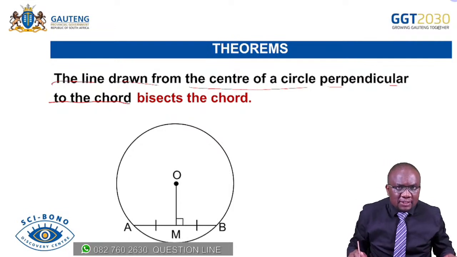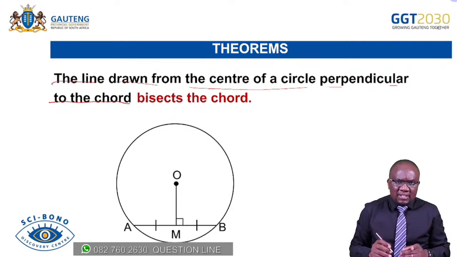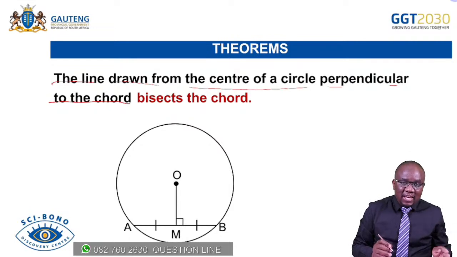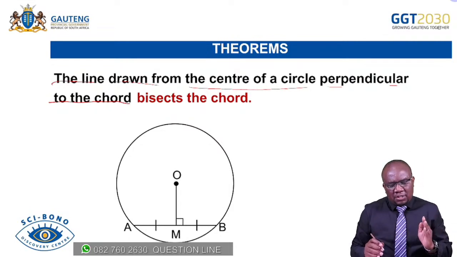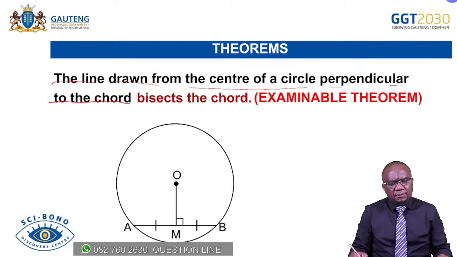We are going to prove that if there's a line that is drawn from the center perpendicular to the chord, it is going to cut the chord into 2 equal parts, meaning that AM in this case is going to be equal to MB. We are going to prove that. And then how do we do it?